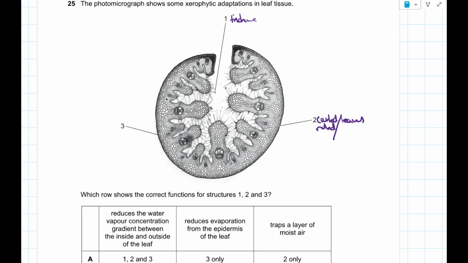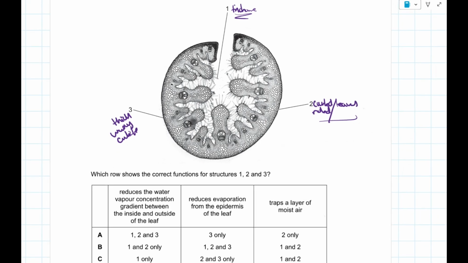And 3 is a thick, waxy cuticle. Now, the trichome and curl leaves have very similar functions. They create a layer of still air, which traps humidity, therefore reducing the water potential gradient and trapping air, creating a layer of humidity. And this reduces water vapor evaporation. So, let's start by exclusion.